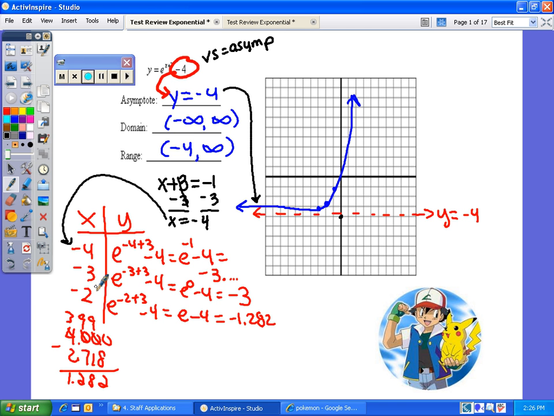So there are your answers for the graph. I put the first one in between -3 and -4. The second one is right at -3, and then the last one is right in between -1 and -2. To make a good, nice little exponential graph.